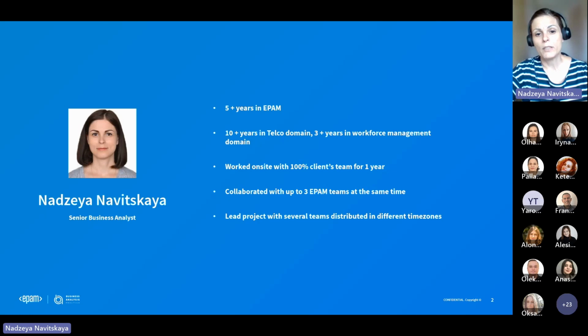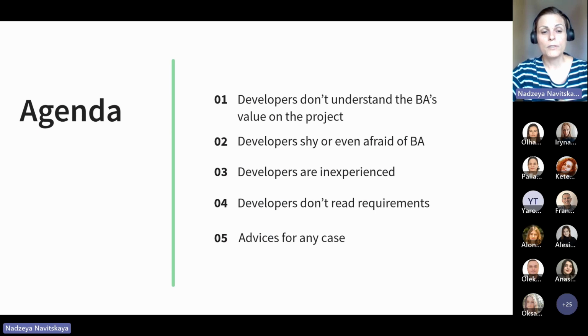Right now I'm leading a project with several teams distributed in different time zones, and some of those teams are customers' teams, not only EPAM teams. So today I'm going to tell you how we can collaborate with developers, and it absolutely 100% comes from my work experience. Today there will be no theory, just some tips and tricks from my practice.